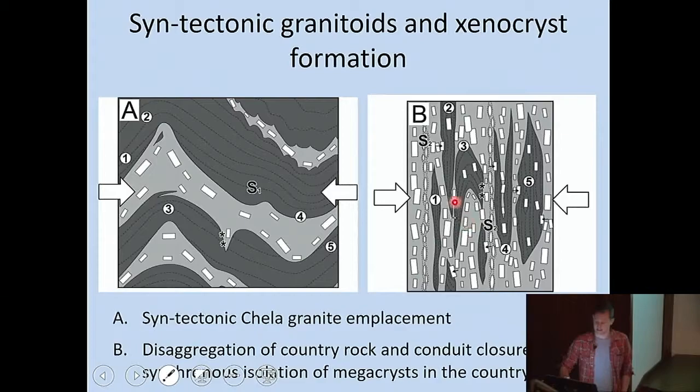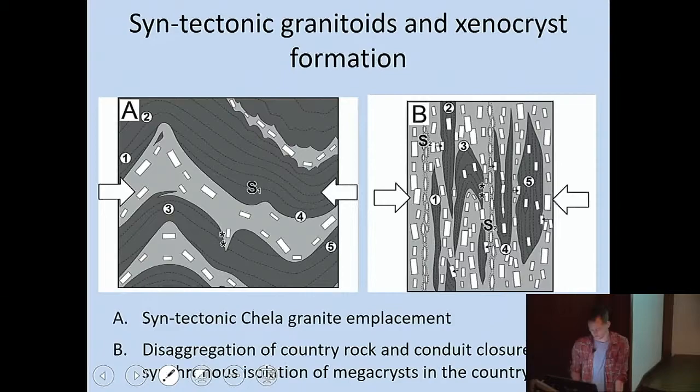Eventually we'll have the closure of granite conduits and the trapping of megacrysts in the country rock, where magma has been squeezed out, gone out of the screen towards the surface most likely. We have the closure of these conduits parallel to weaknesses and parallel to this S2 foliation, and the envelopment of these megacrysts so that they become xenocrysts in the wall rock material.